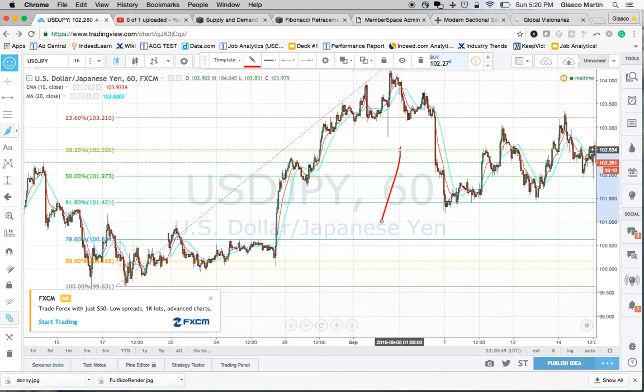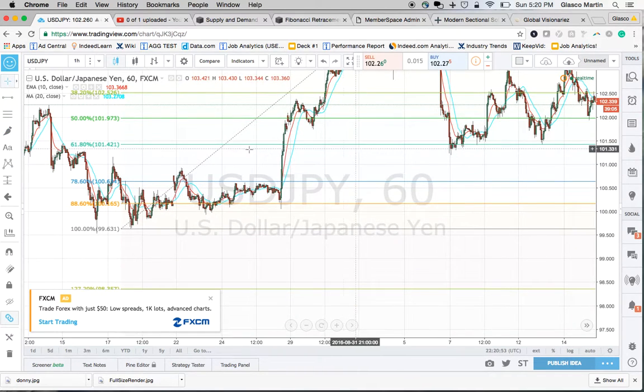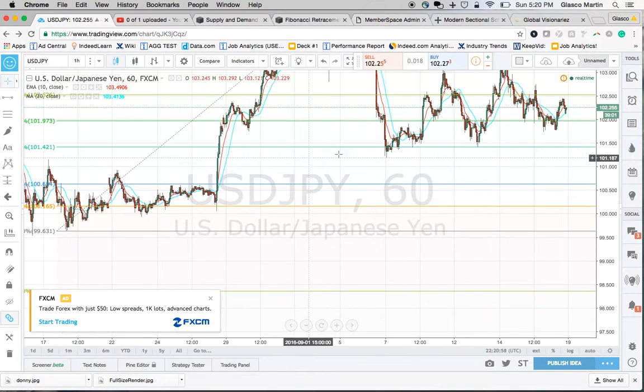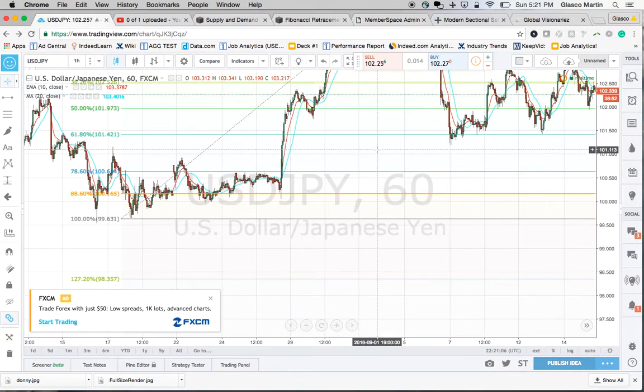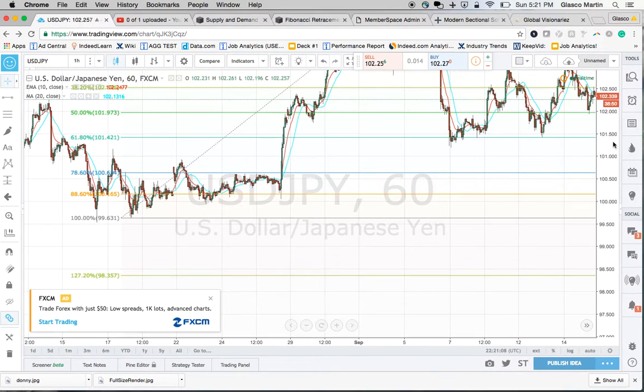The next levels that you would worry about are the 78.6 and then the 88.6. If the market does come down and touch these, it's not going to be as hard of a reversal as it will for the 38.2 and the 61.8. It'll be a lot slower, but it'll still be a reversal.